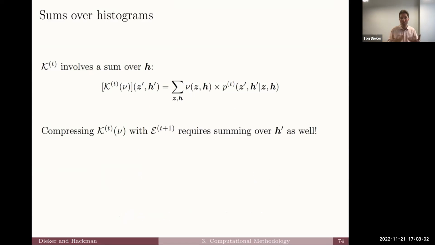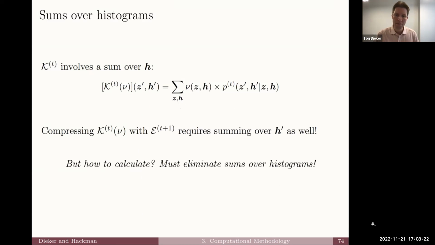Okay, so it appears like we haven't really solved any problems because we still need to investigate how do we sum out over Z and H in this expression. And on top of that, to compress, we have an additional sum. And sums over histograms, because we have so many histograms, are just impossible. Okay, so we must somehow eliminate them.